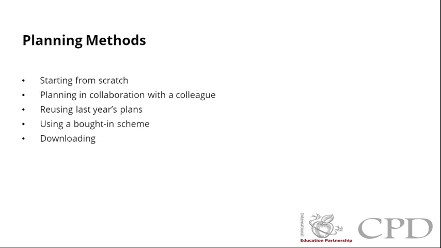So, some of our main planning methods are starting from scratch, planning with a colleague, reusing plans from last year, using a scheme that we've got in, or downloading planning from the internet. Starting from scratch is probably the least used method because it's so time consuming. I might start over for one topic in a term, and the majority of my own personal planning would be reusing plans from a previous year or collaborating with a colleague to create new plans. There's also a great deal of planning freely available online, and all of these methods are perfectly valid, providing you address the shortcomings of each different type of plan.